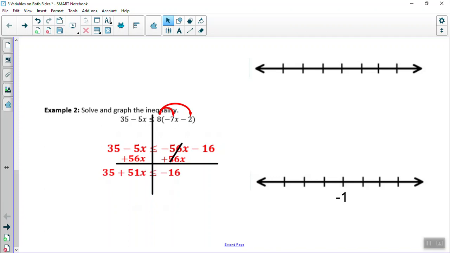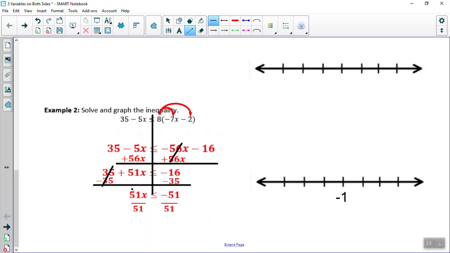All right, now I want to get my 35 over here with the negative 16. To do that, I'm going to subtract 35 from both sides. Cancels these guys out. Now I'm left with 51x is less than or equal to negative 51. Last step is to divide. I'm dividing both sides by a positive 51, so my inequality stays the same.